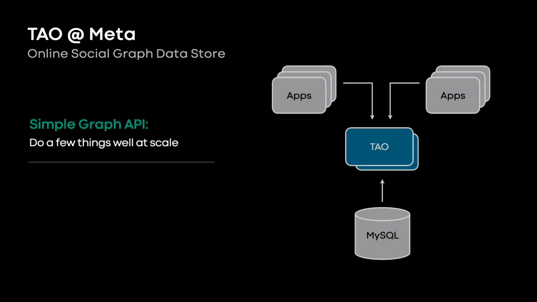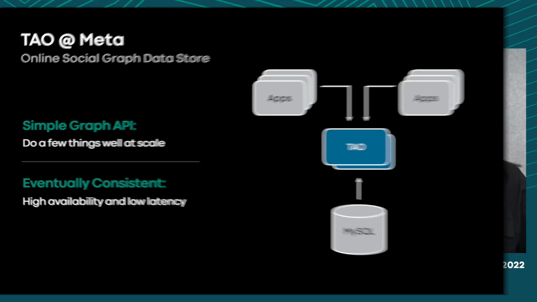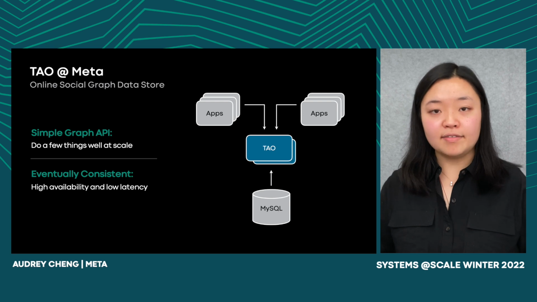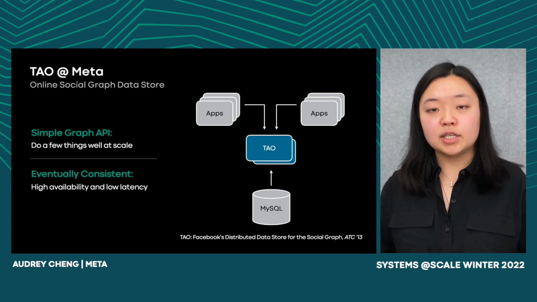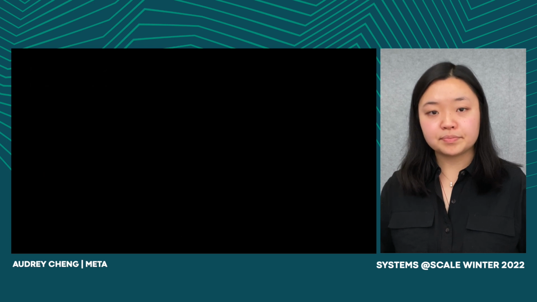So TAO is Meta's online social graph data store, and it presents a simple graph API to do a few things well at scale. TAO consists of graph-aware cache layers that overlie statically sharded MySQL instances, and it was originally designed to be eventually consistent to provide high availability and low latency. More information can be found in a 2013 ATC paper.